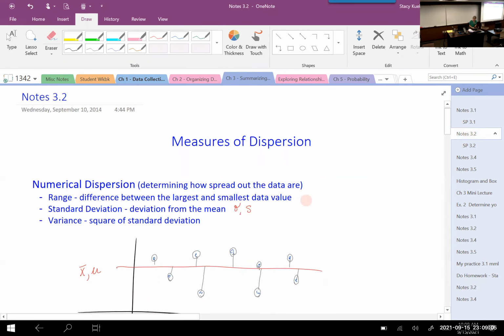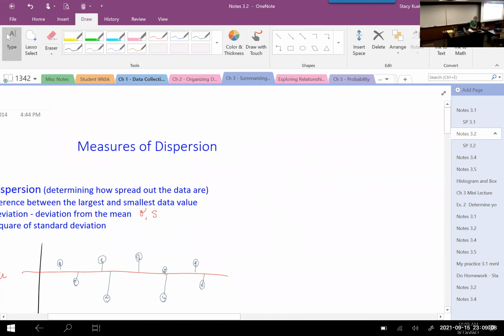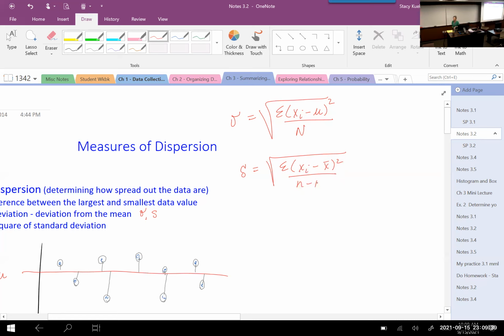Let me write it in here. So the formulas, which you're not going to have to use, but I do want to show you this formula. Sigma is equal to the square root of the sum of x sub i minus mu squared divided by capital N, or sample standard deviation is the square root of the sum of x sub i minus x bar squared over n minus 1. Now, those are the formulas for standard deviation.